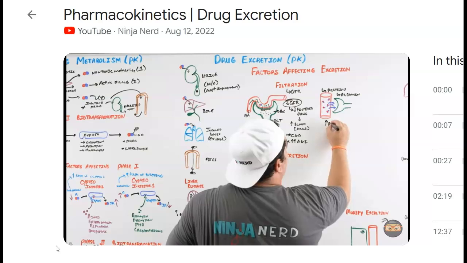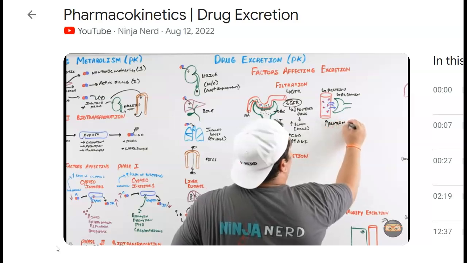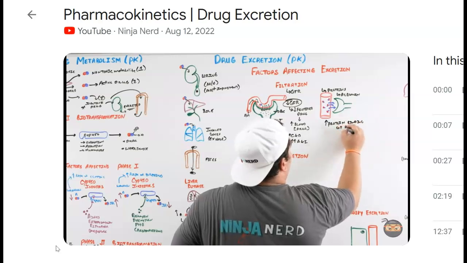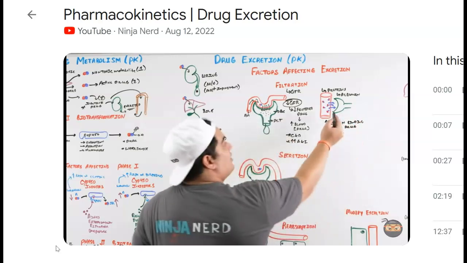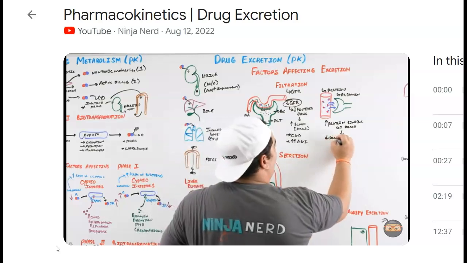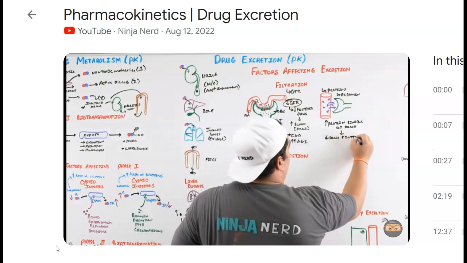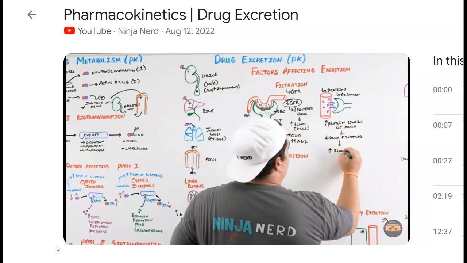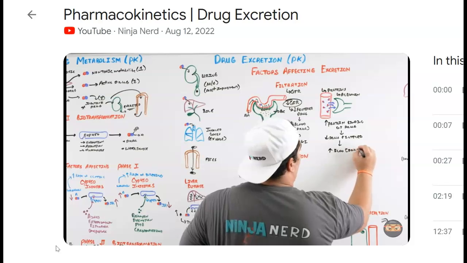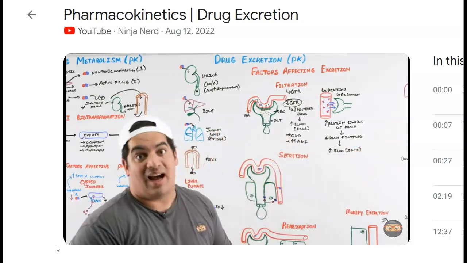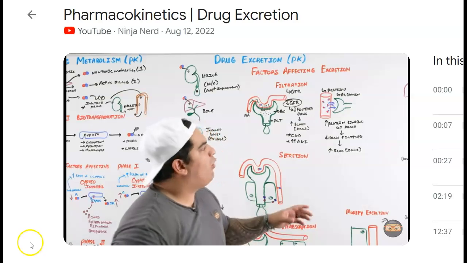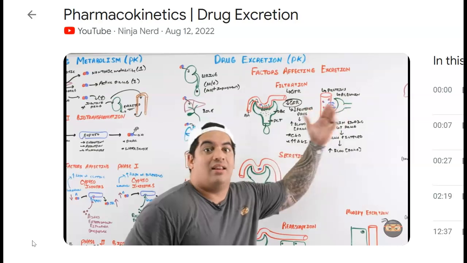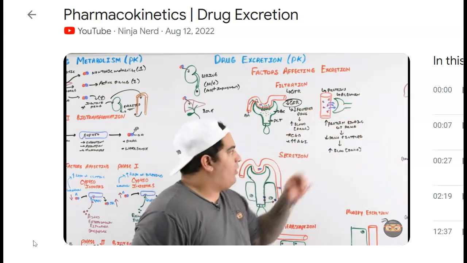So increased protein binding of a drug will do what? It'll actually have less drug filtered across the glomerulus and into the Bowman's capsule, effectively increasing the serum or blood concentration of the drug, increasing the potential toxicity or side effects. So that's an important thing to remember. Whenever drugs are protein bound, there's going to be less excretion and less elimination of the drug out of the body.